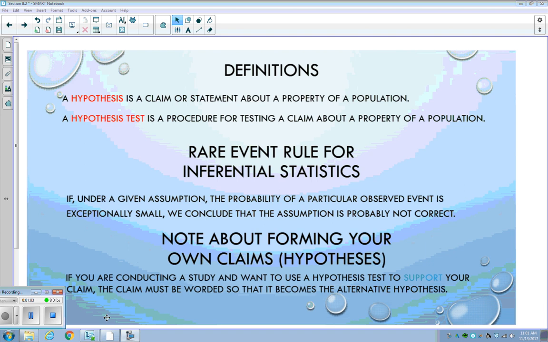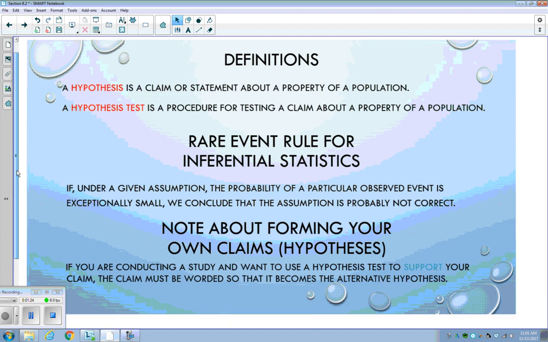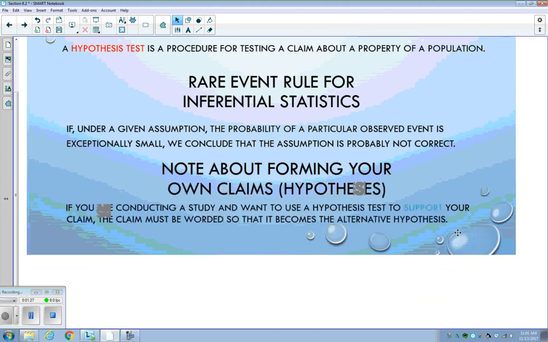See, it says here, rare event rule for inferential decisions. If under given assumptions, the probability of a particular observed event is exceptionally small, we would conclude that the assumption is not correct. Okay, but that's just one of the rules. Notes for forming your own claims and hypothesis. You are conducting a study. You want to test to support the claim. And that's what we did. Our claim was 50% black and 50% red. We are doing the hypothesis test to support the claim.